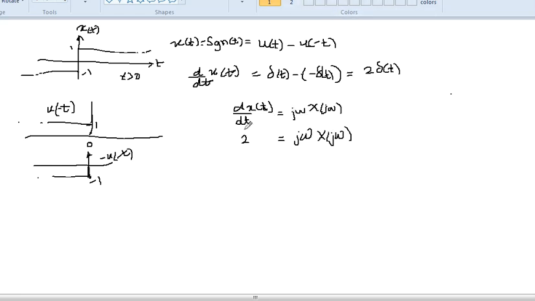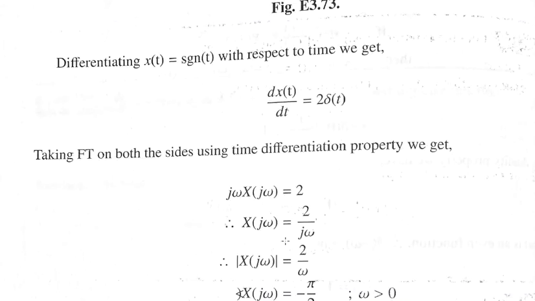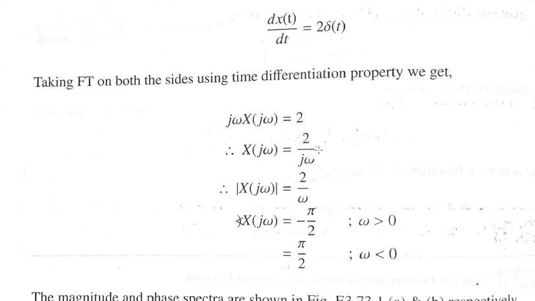So as d by dt of x of t is 2 del of t, and del of t's Fourier transform is 1, we write it as 1 itself, 2 equals j omega X of j omega. So the value of X of j omega is equal to 2 divided by j omega. It's equal to 2 divided by j omega. The same here, 2 divided by j omega.